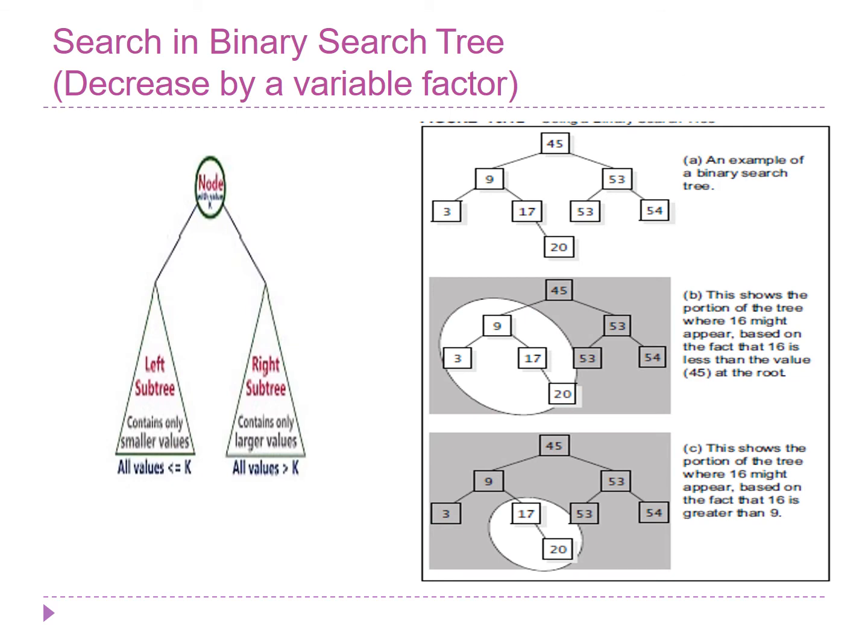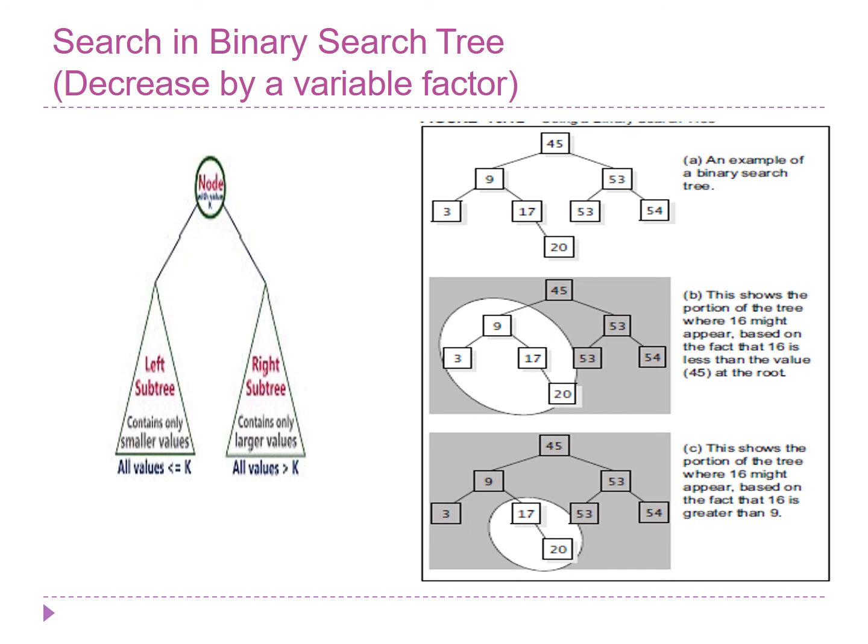The search operation in the binary search tree is an example of decrease by a constant factor algorithm. In a binary search tree, at every node, the left subtree contains smaller values than the node value, and the right subtree contains larger values than the node value.